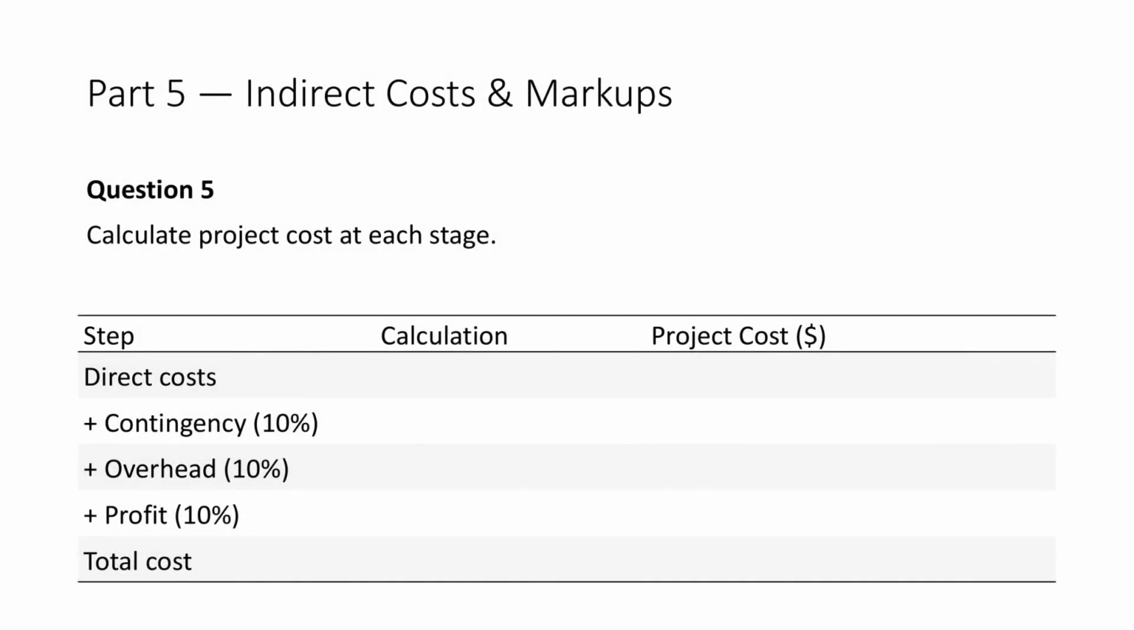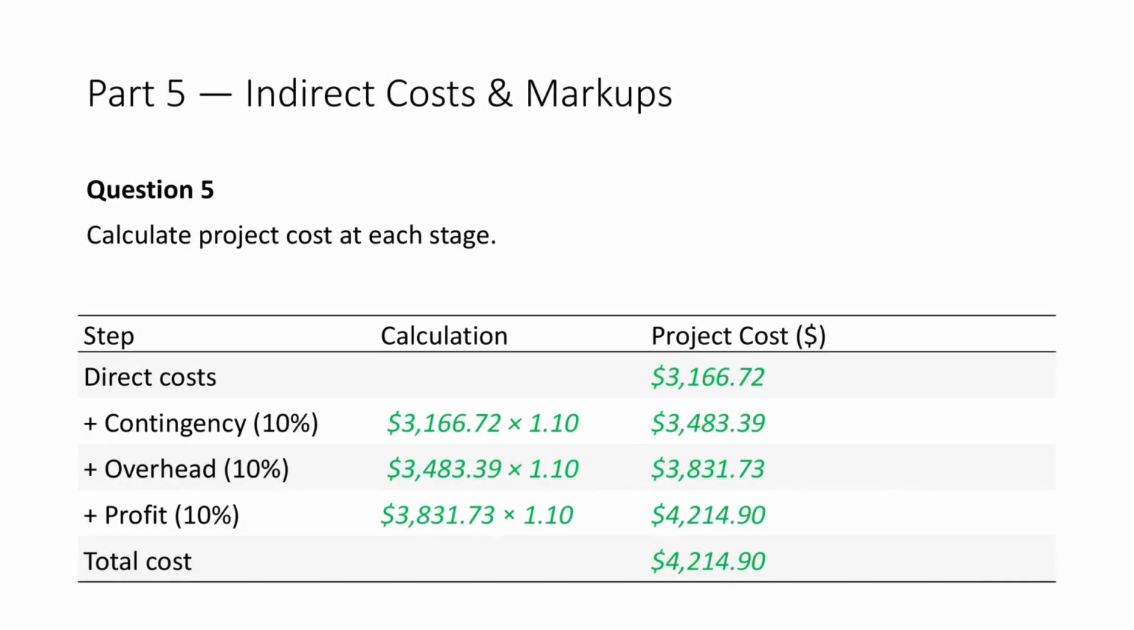Part 5. Indirect costs and markups. Question 5. Apply contingency, overhead, and profit, each at 10% sequentially. Explanation. Markups are applied on top of each other, not all at once. After contingency, we have $3,483. After overhead, we have $3,831. After profit, we have $4,214. This is your baseline project price without a CM fee.